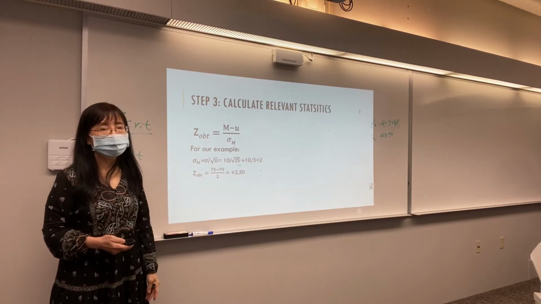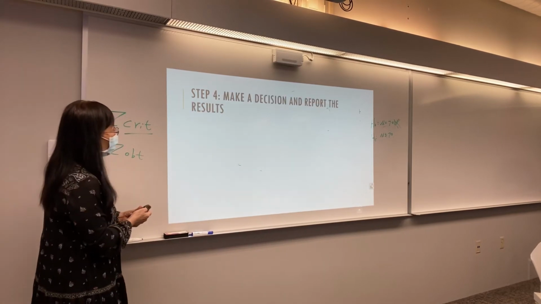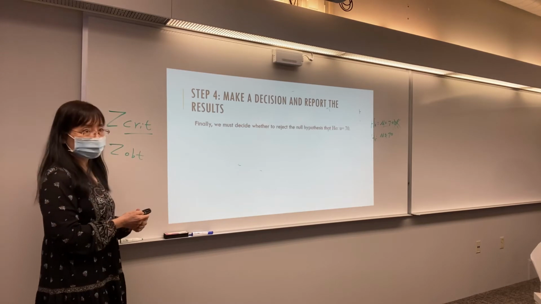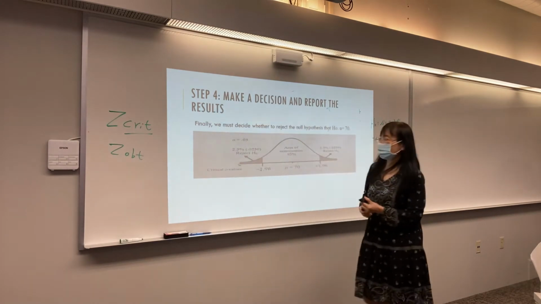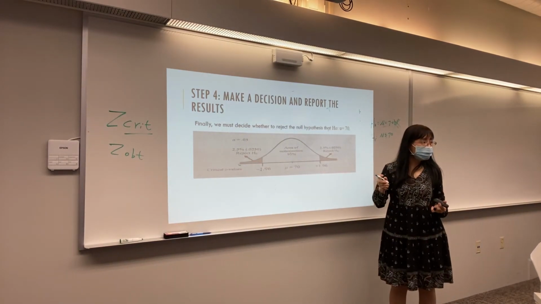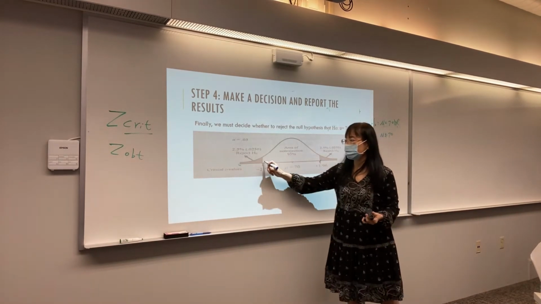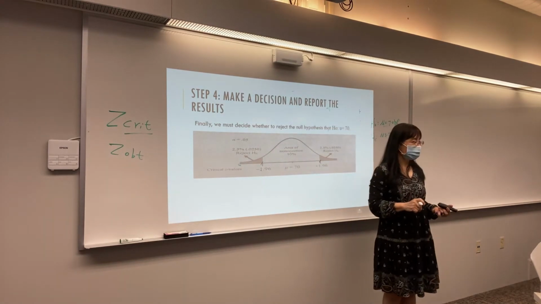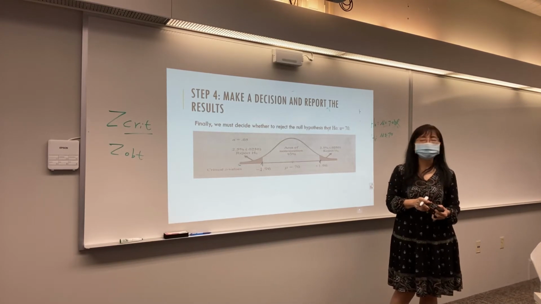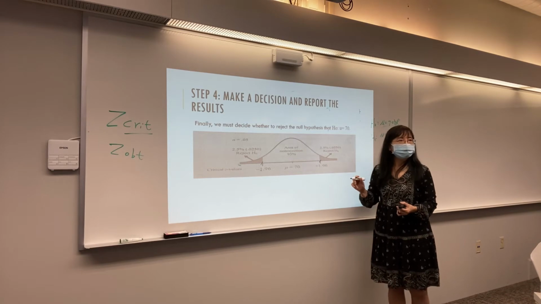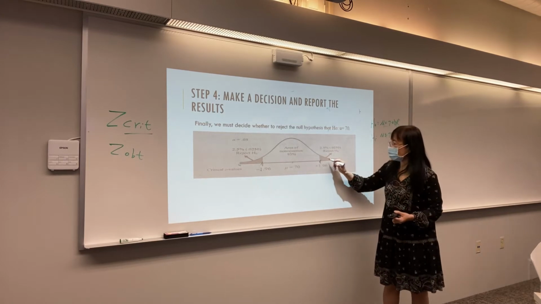So 2.5. Now you have to think about what this means. You go back to your hypothesis and you say, I set up 0.05, and my Z critical is positive and negative 1.96. Now I got a 2.5. So where is 2.5? Is it better than 1.96 or worse? Bigger. Bigger. So it's here, right?